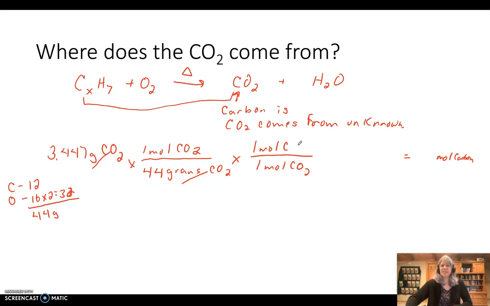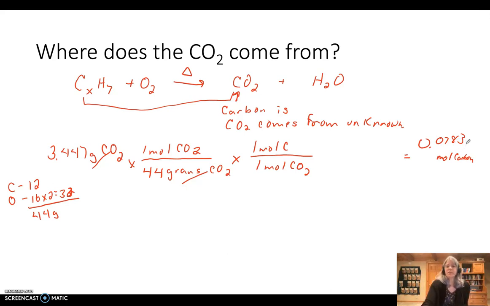And so it's a simple conversion, just like the many that we do in chemistry all the time. So here we're going to have 3.447 divided by 44 times 1 divided by 1. And so this is equal to 0.0783 moles of carbon, right?